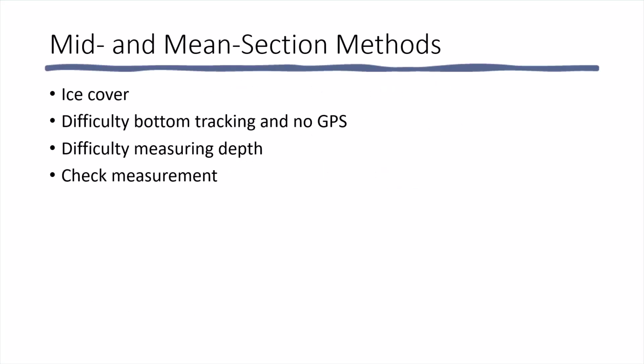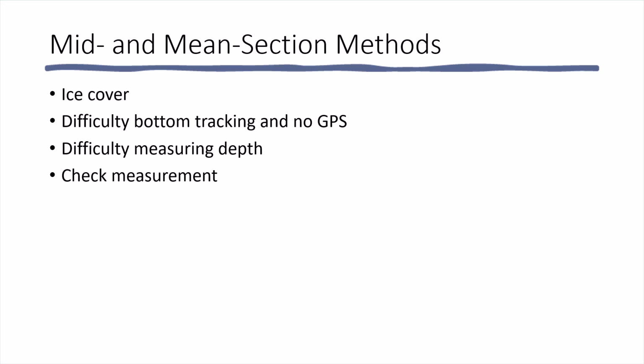ADCPs are commonly used for moving boat measurements, and while the moving boat approach is the best approach in many situations, there are some situations where it cannot be used. An alternative is to use the mid or mean section methods with an ADCP rather than with a point velocity meter.